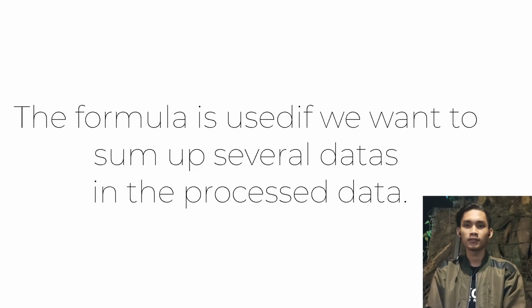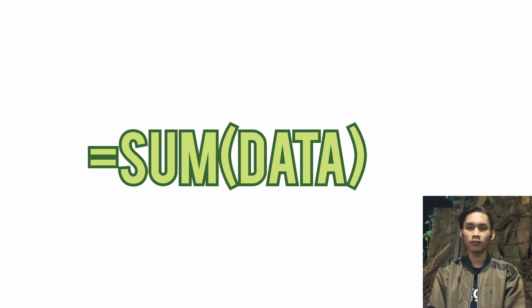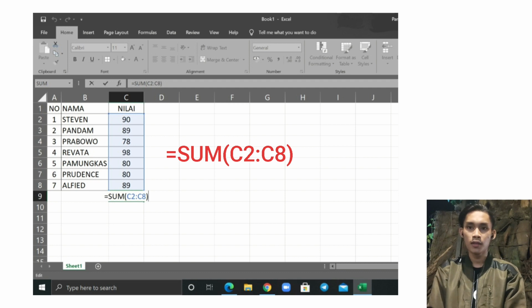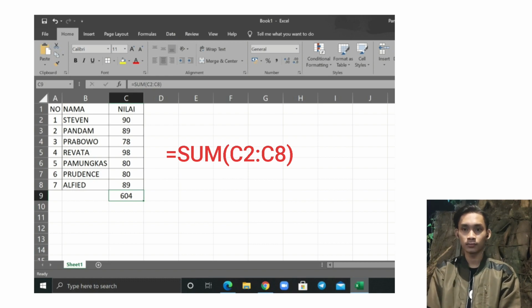Sum. This formula is used if we want to sum up several data in the process data. The formula is equal sign sum your data. For example, we want to sum up column C2 until C8 with column D2 until DX. First, we have to write down the sum formula, and then block and drag down column C2 until CX and column D2 until DX, and then press enter to know the result.